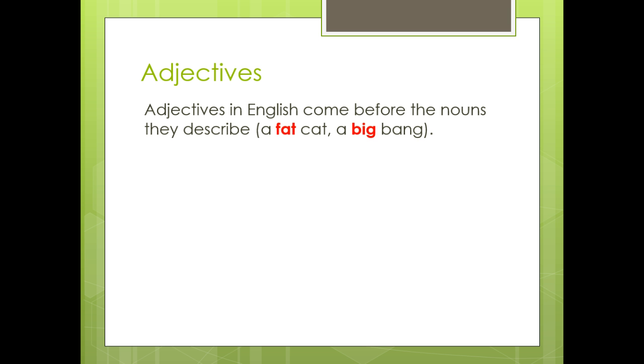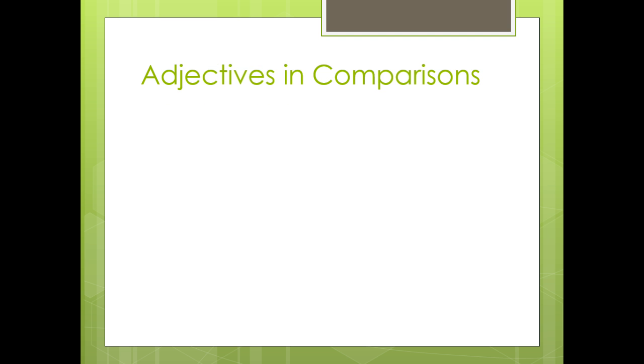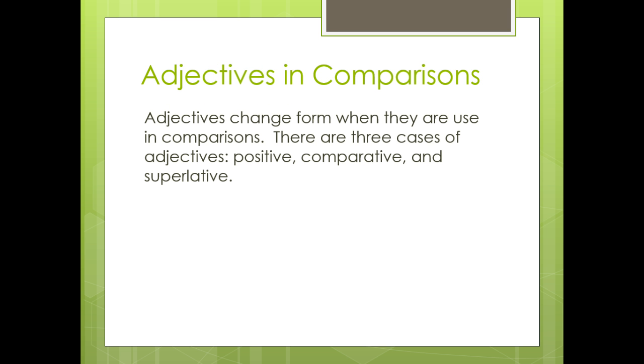Adjectives in English come before the nouns that they modify. For example, a fat cat or a big bang. Adjectives that describe the subject of a sentence might come after a linking verb. For example, the cat is fat. Adjectives are often used in comparisons, and sometimes they change forms.